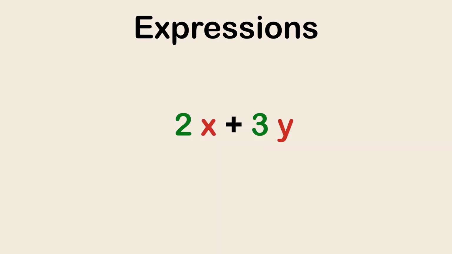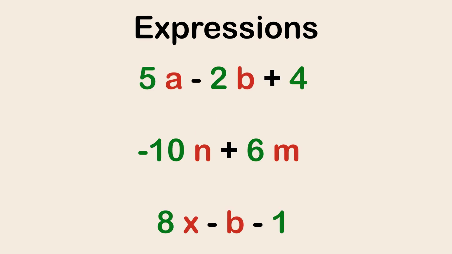For example, 2x plus 3y. Here we have numbers, 2 and 3, letters, x and y, and the plus sign. This whole combination is called an expression because it expresses a mathematical idea. Here are a few more examples, and each one is considered a separate expression.